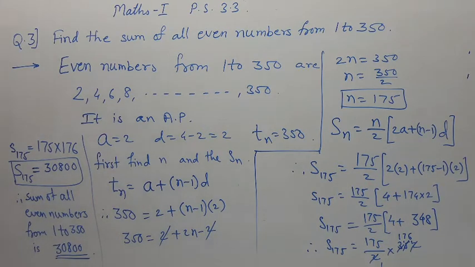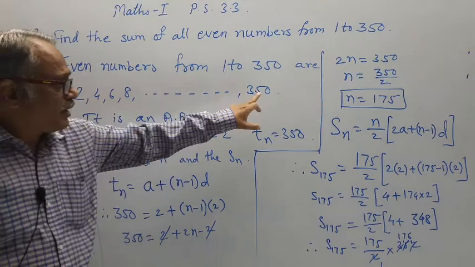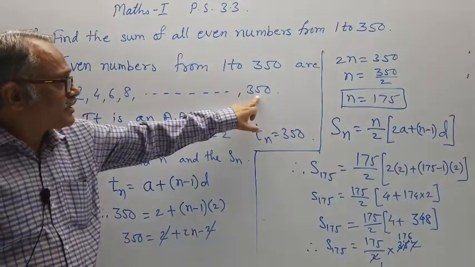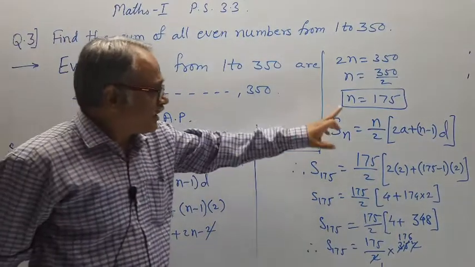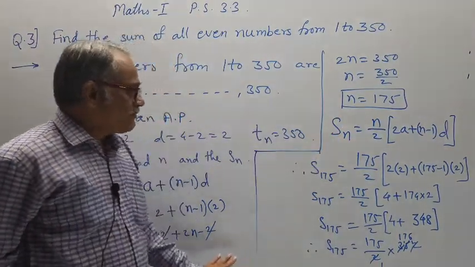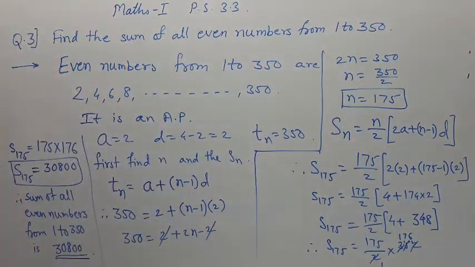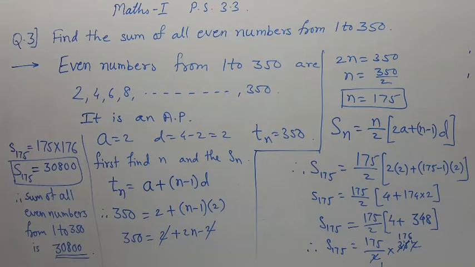Neatly observe what is done. First, from this given sequence, we have to find the nth term, which is 350. So what is n? After getting how many terms there are, then we use Sn. This will be for 3 or 4 marks. To find n, 1.5 marks. To find Sn, 1.5 marks.